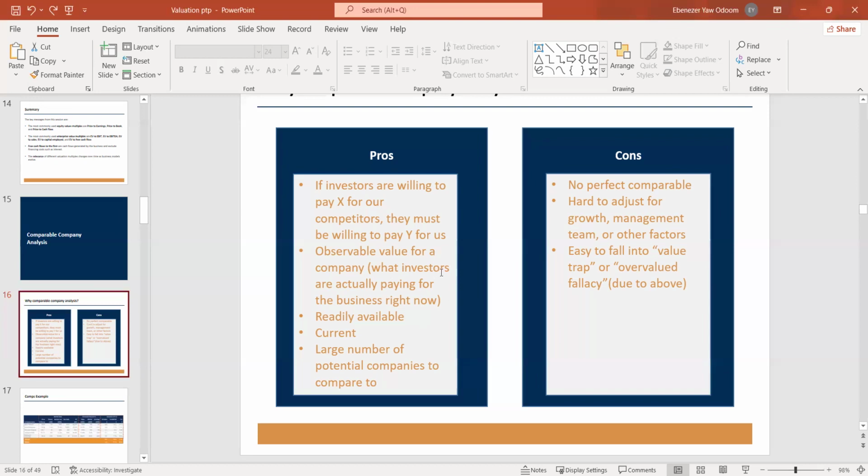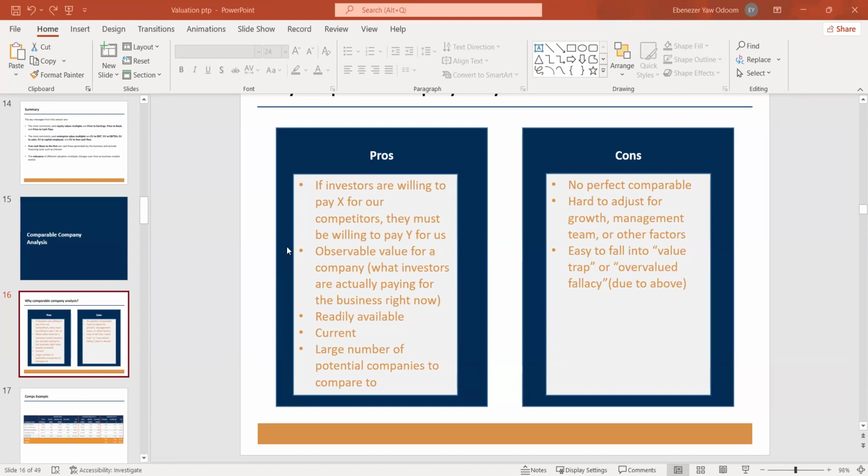Now, some of the disadvantages of trying to value a company with similar companies is that, first of all, no company is the same as the other. Every company is unique in a particular way. So we say no perfect comparable. There's no way a company will be the same as a particular company. So what we do is that we rely on factors like industry, factors like asset size or market cap, those things. You get it? So by virtue of all those companies being in the banking industry, then we say they are comparable.